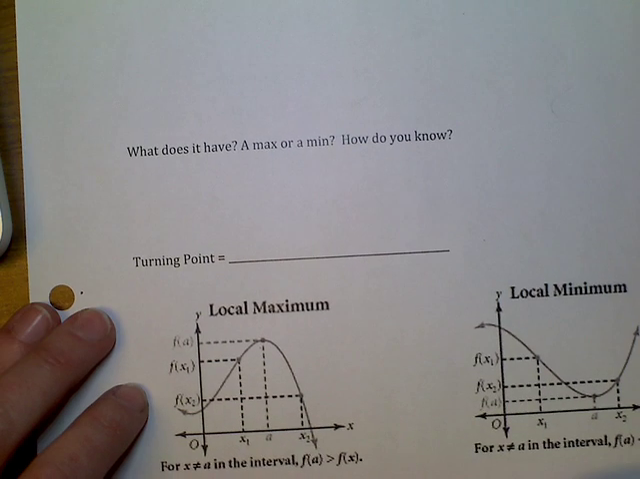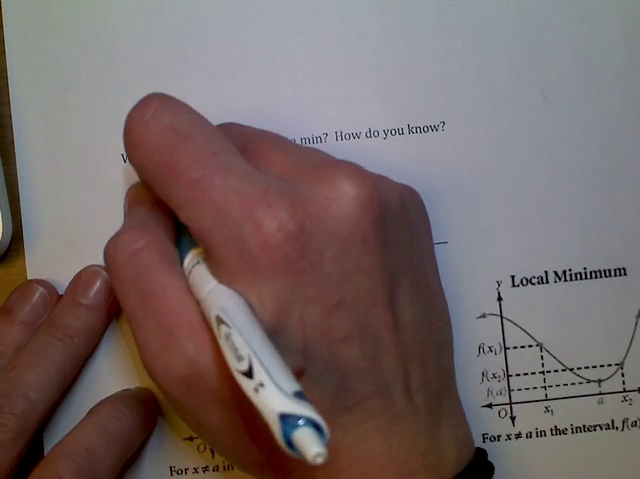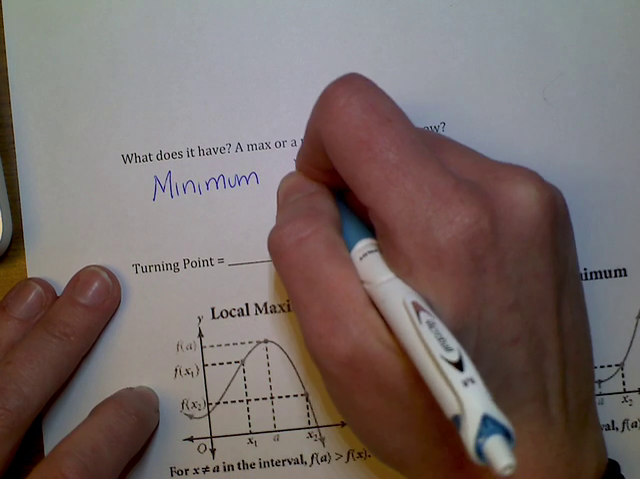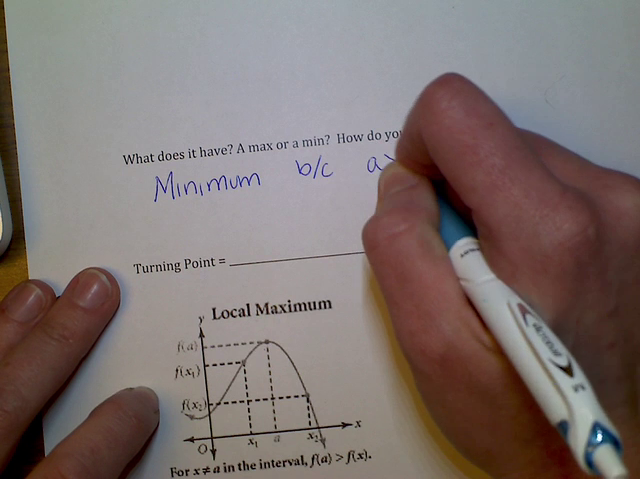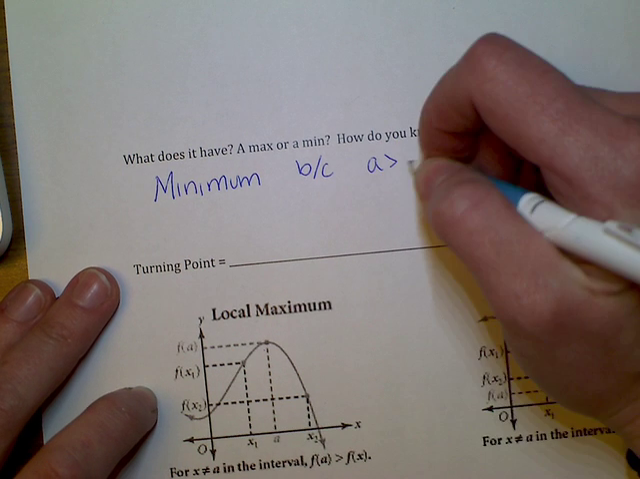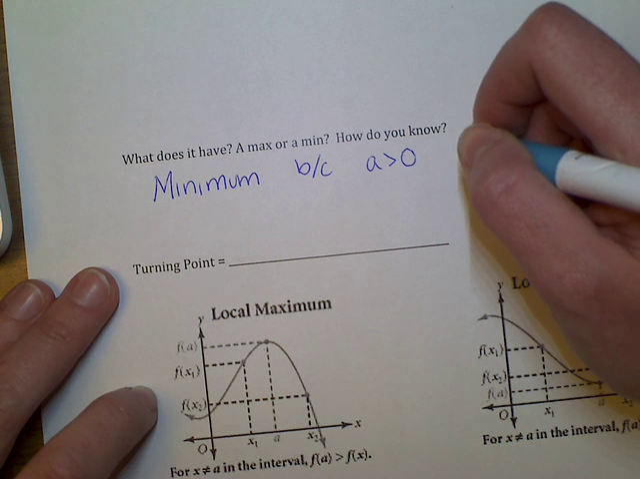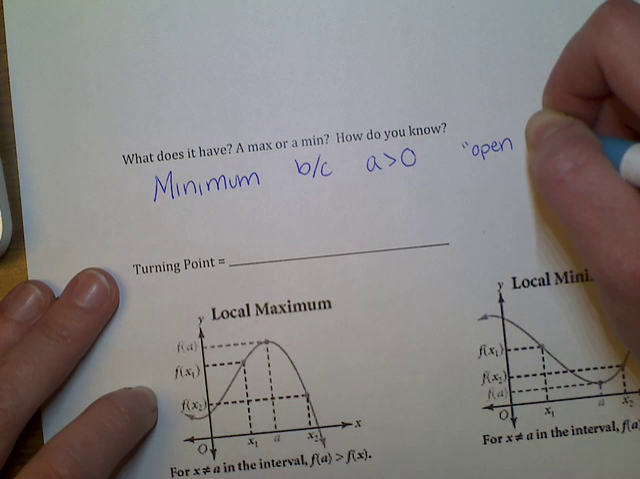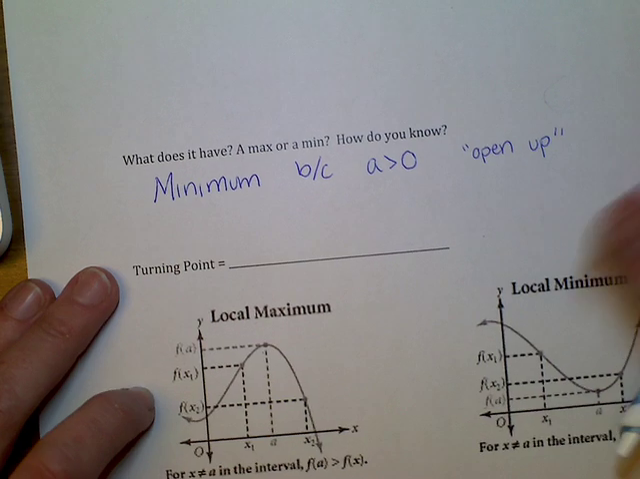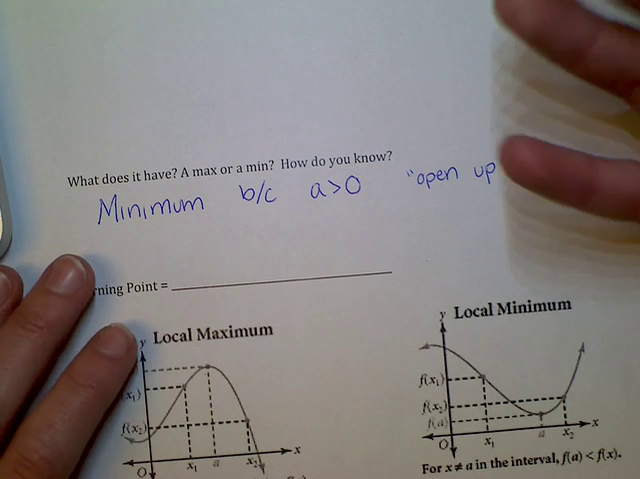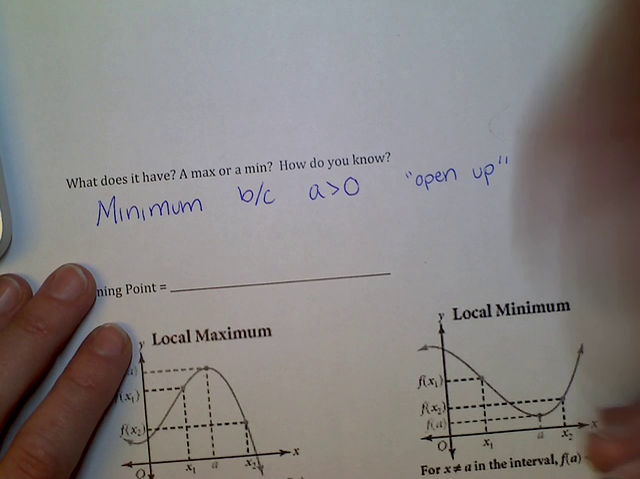We know that this graph is a minimum not only from our picture, but also because the a value, the number in front, was a 2. That means it's greater than 0, which means we're going to open up. We studied those quadratics quite a bit. We know that the vertex is always a minimum or a maximum.